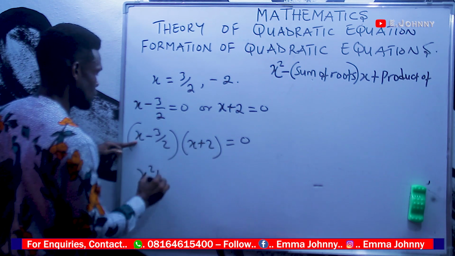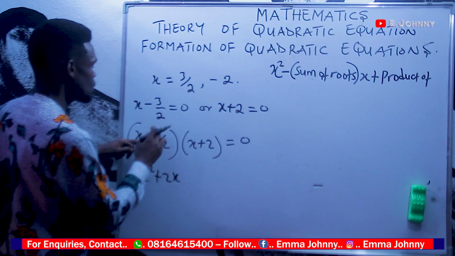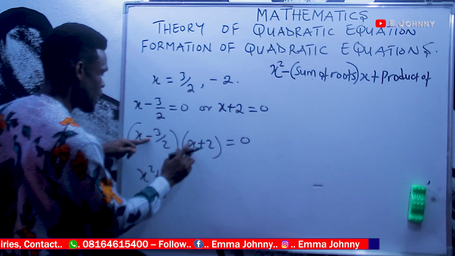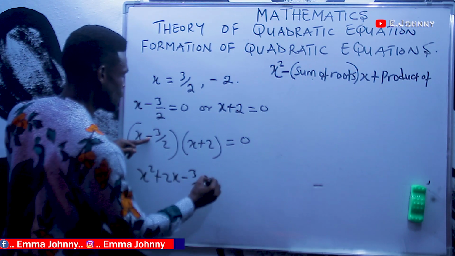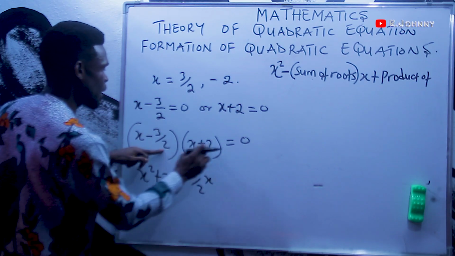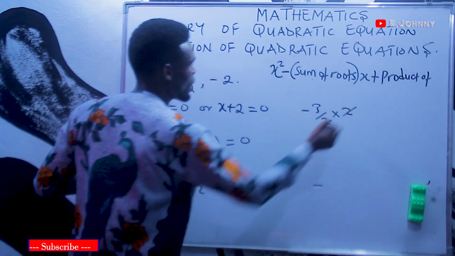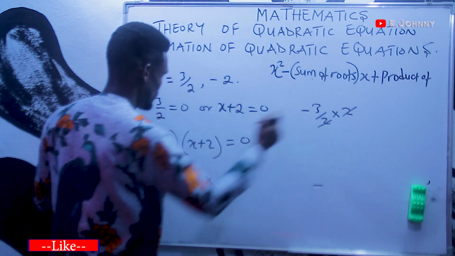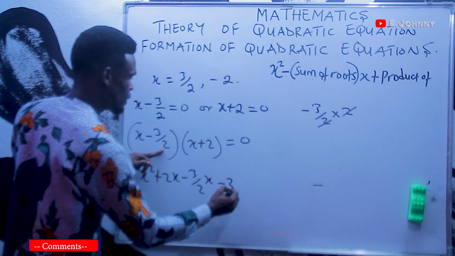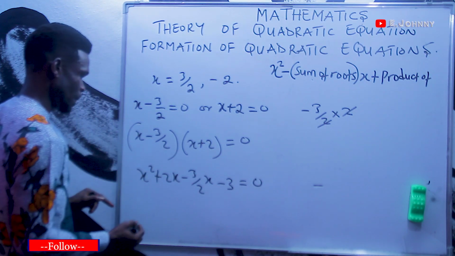x times 2 is 2x. Minus 3 over 2 times x is minus 3 over 2x. Minus 3 over 2 times 2, this and this will go. You are left with minus 3. So this place is minus 3 equals 0.